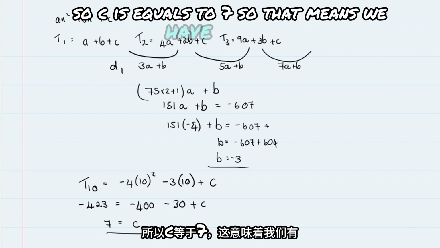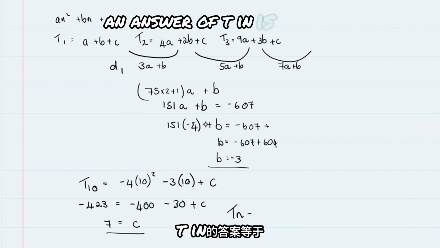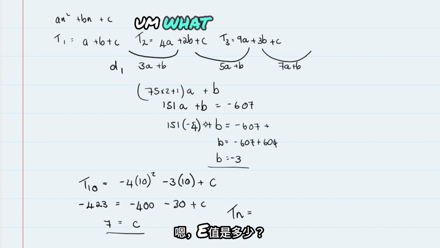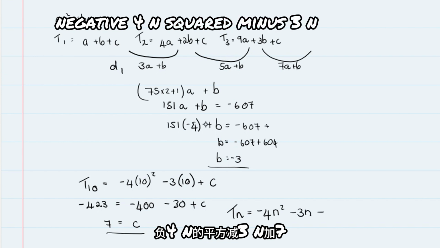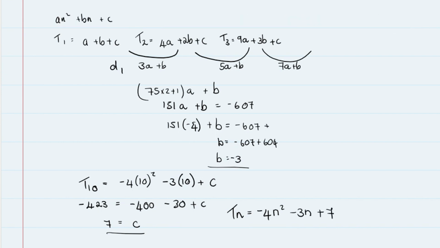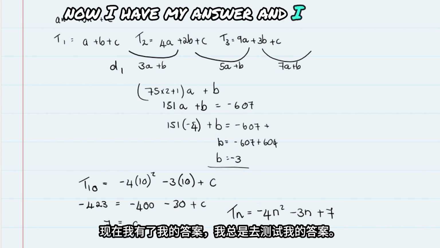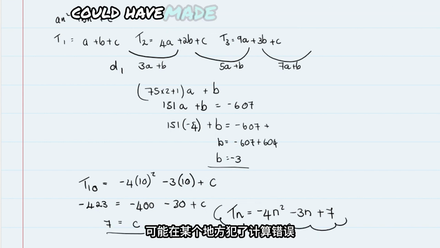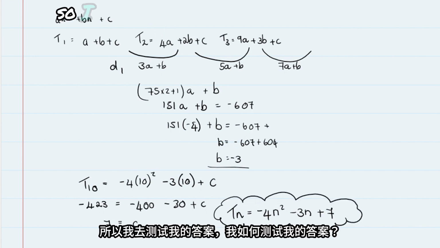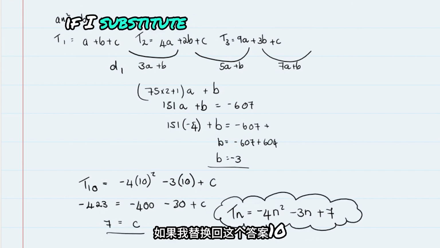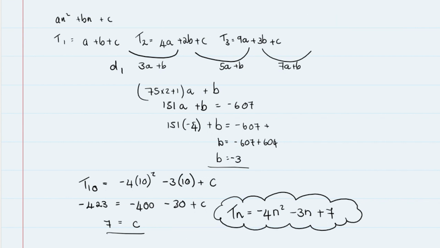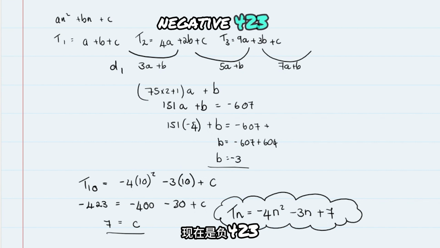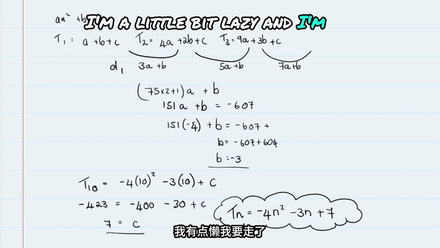So that means we have therefore an answer of Tn is equal to, what is the A value? Negative 4n squared minus 3n plus 7. Now I have my answer, and I always go test my answer because I could have made a calculation error somewhere. So how do I test my answer? If I substitute back into this answer 10, what am I supposed to get? Negative 423.